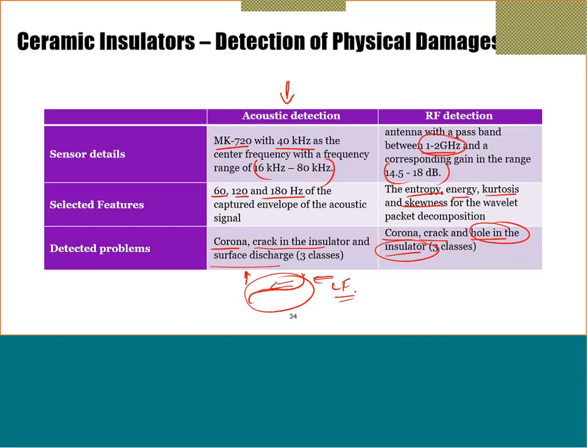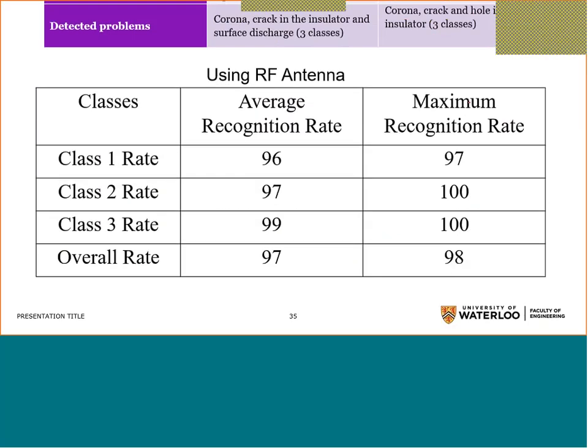It does not produce signals in the gigahertz. So the RF antenna, and we tried that, cannot detect anything. And this is one of the drawbacks of the RF antenna. So it's very important to understand the limitations of these sensors. There is no perfect solution for all of the sensors.